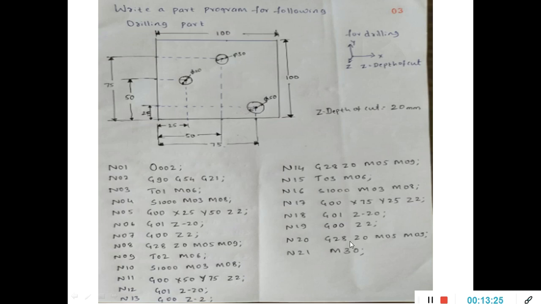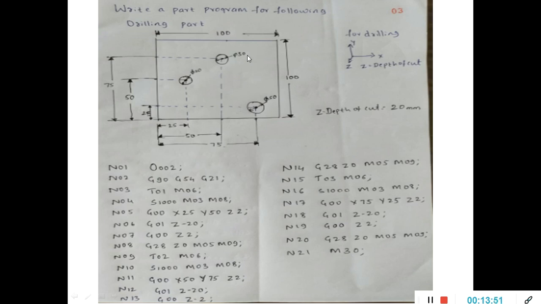Then G28, the tool should be moved to the reference position. Then M05, G28 and Z0 you can use for the same, that is the movement to the reference, because Z0 means after completion of work your tool must be moved to Z0. M05, spindle off, M09, coolant off. There are no further holes. Then the last block is M30.